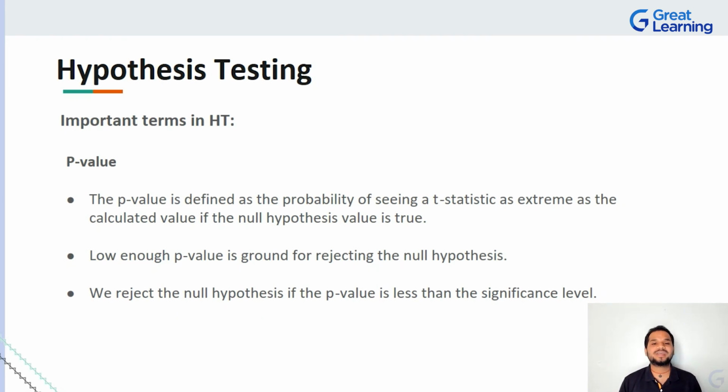The p-value is the probability we're trying to understand: whether a t-statistic as extreme as your calculated value can occur if your null hypothesis is true. This is very important for you to know. So what happens when your p-value changes? When your p-value becomes very low, it means that you are ready to reject your null hypothesis. And once you reject the null hypothesis, it means that your p-value is less than what? Less than the significance level that we just understood, right?